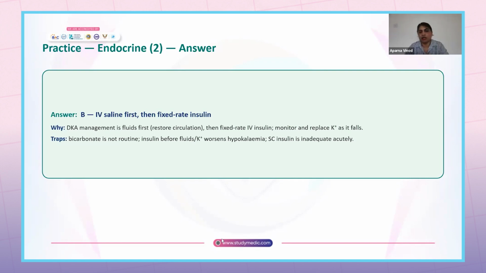So why we start fluids before insulin is because insulin could worsen hypokalemia. When you're giving insulin, it will shift potassium into the cells. So we have to monitor potassium and prevent hypokalemia. Subcutaneous insulin is not given acutely because of the duration of absorption from subcut administration. We would prefer to give IV.